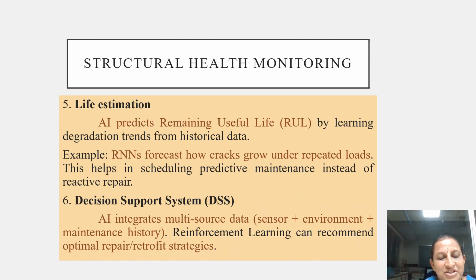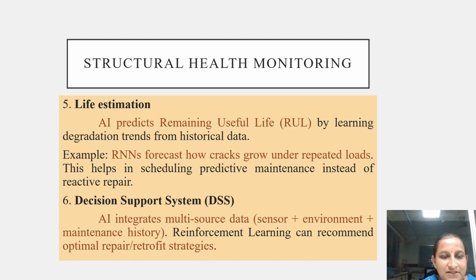After assessing the damage condition of the structure and finding the severity of the damage, the remaining useful life of the structure will be predicted based on the learned degradation trends from the historical data. As an example, we can see that an RNN can forecast how cracks grow under repeated loads. So by using this AI technique, we'll be able to schedule predictive maintenance instead of going for reactive repair, that is, after the occurrence of damage or a crack.